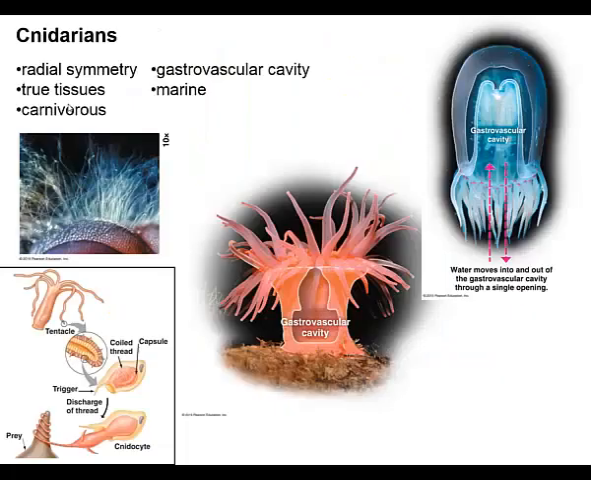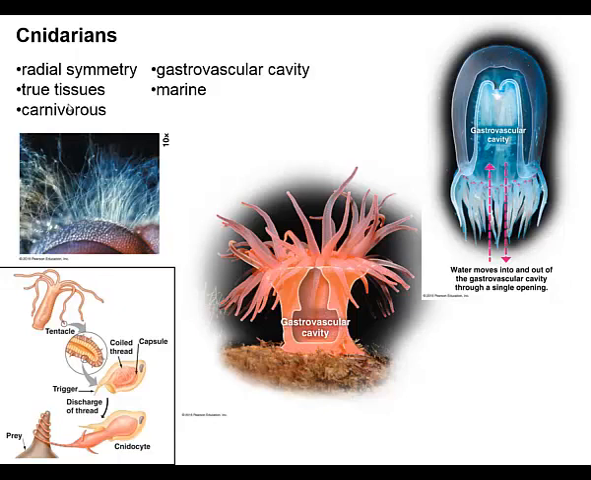So let's start off with Cnidarians. These are your jellyfish. These are your comb jellies. I think they're a very beautiful group of organisms, but ouch, they can get you when you're in the ocean. These organisms are radially symmetrical. They do have true tissues. They are carnivorous. That's why they're trying to sting you. You are their prey. They have a gastrovascular cavity, and they are marine organisms.